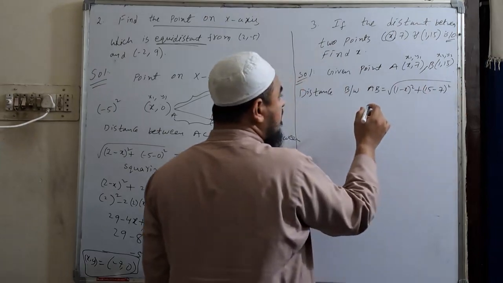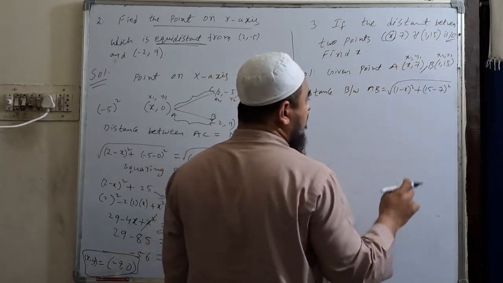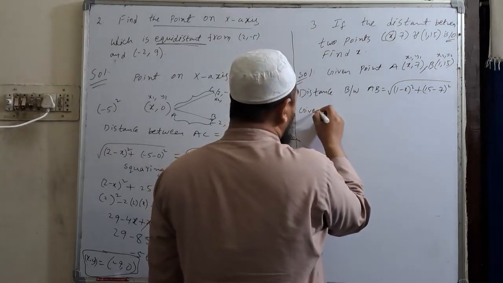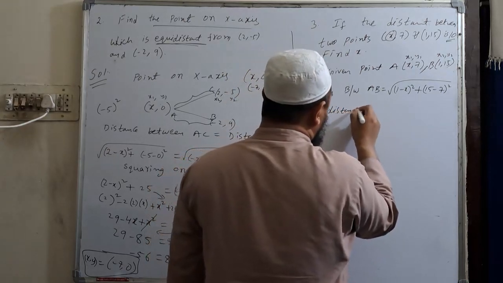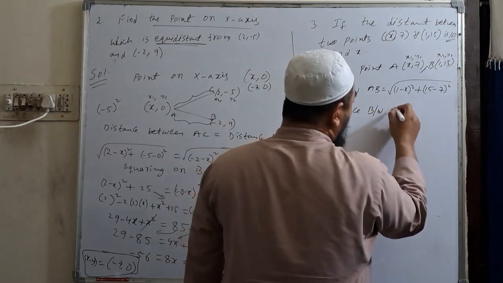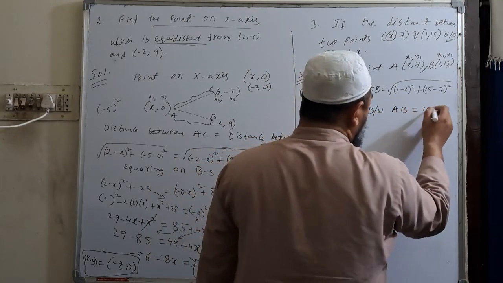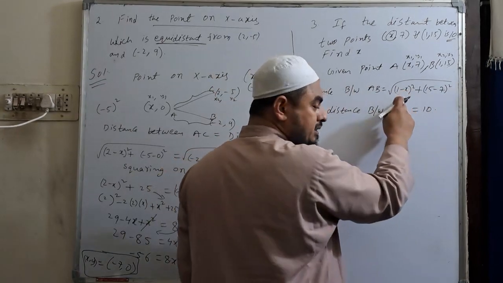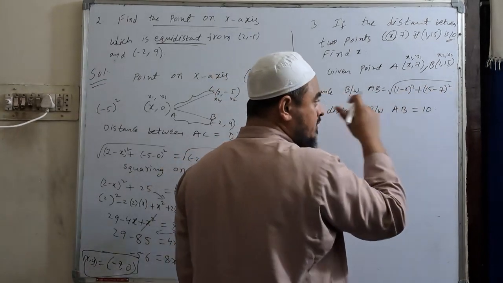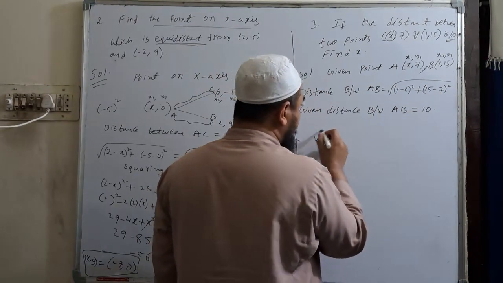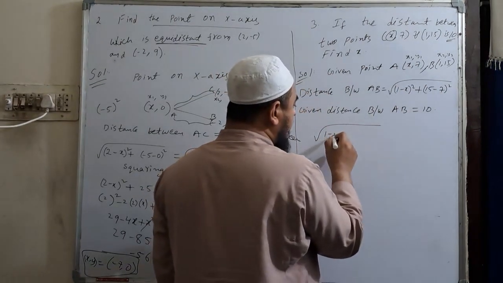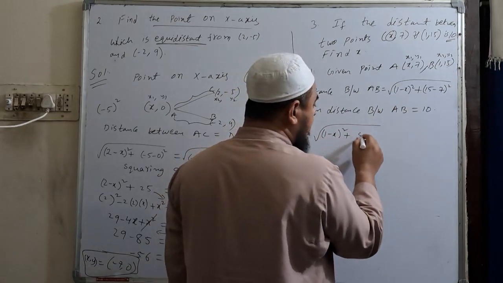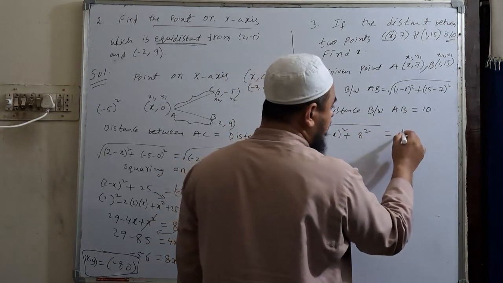So this distance between the 2 points that they have given is equal to 10. So that we are going to write, given distance between AB is equal to 10. So we are going to equate this distance between AB, square root of 1 minus x whole square plus 15 minus 7 whole square is equal to 10. Okay, left hand side we take 1 minus x whole square plus 15 minus 7, how much is it? 8. 8 square we write, is equal to 10.